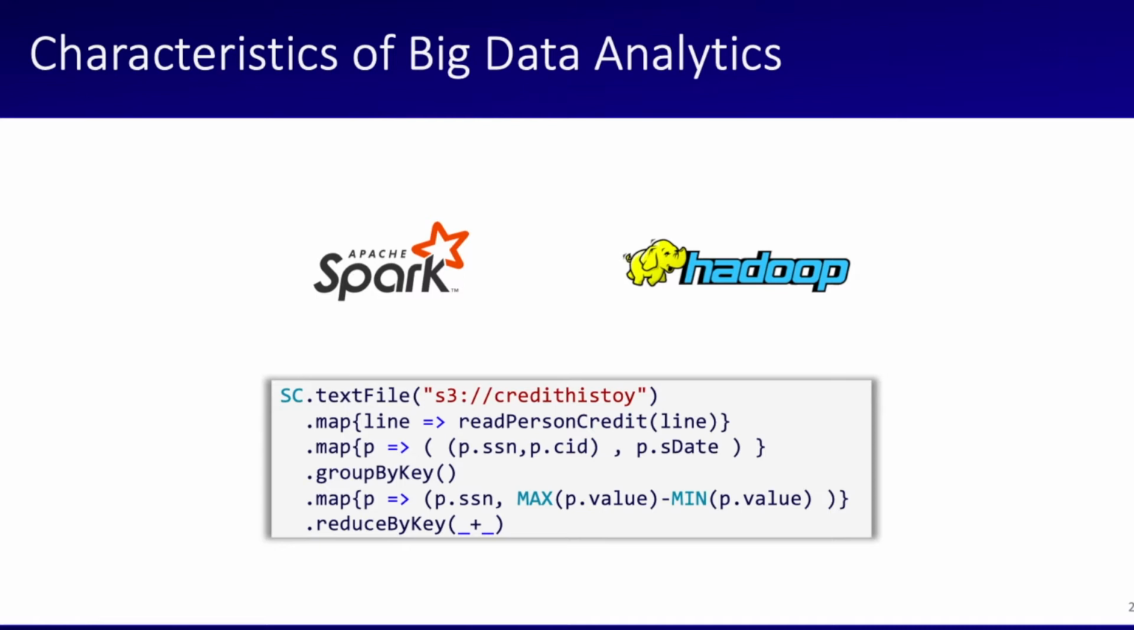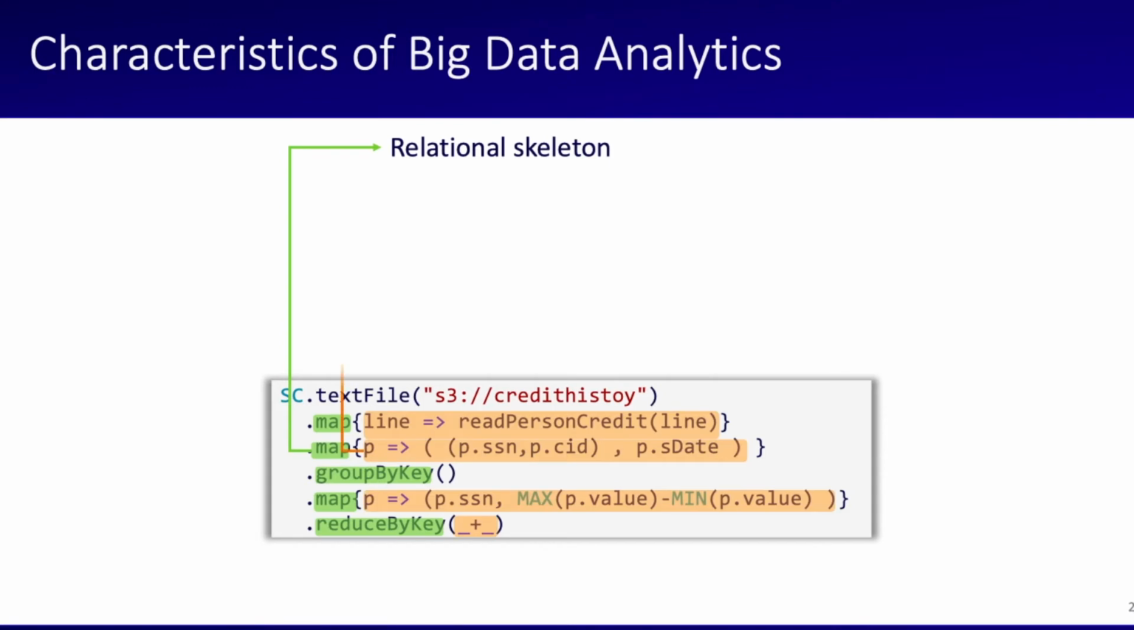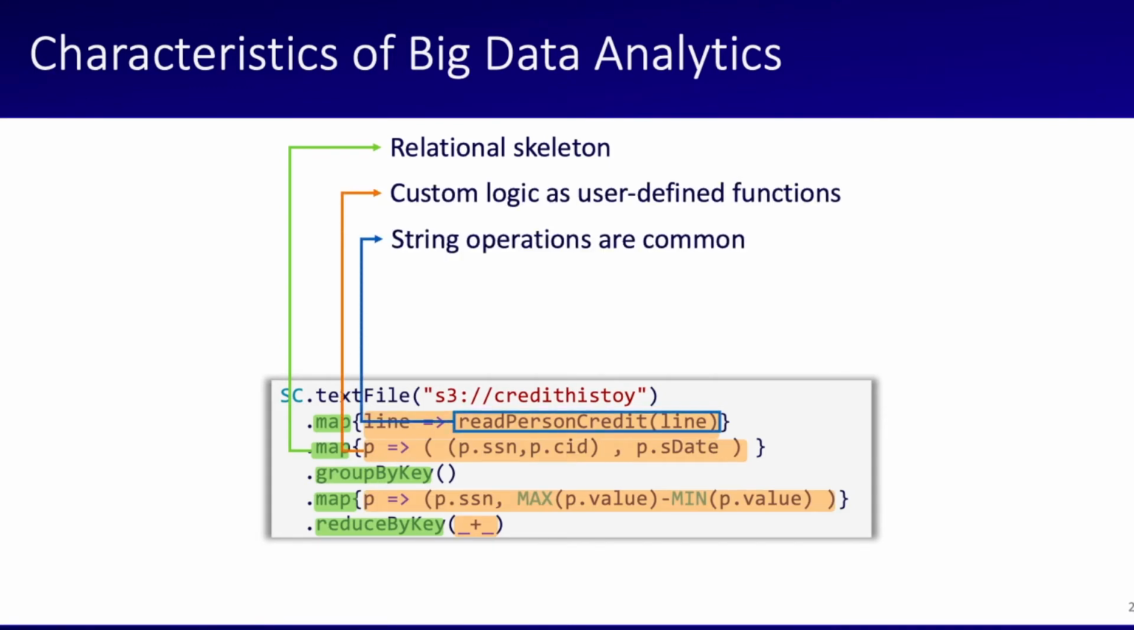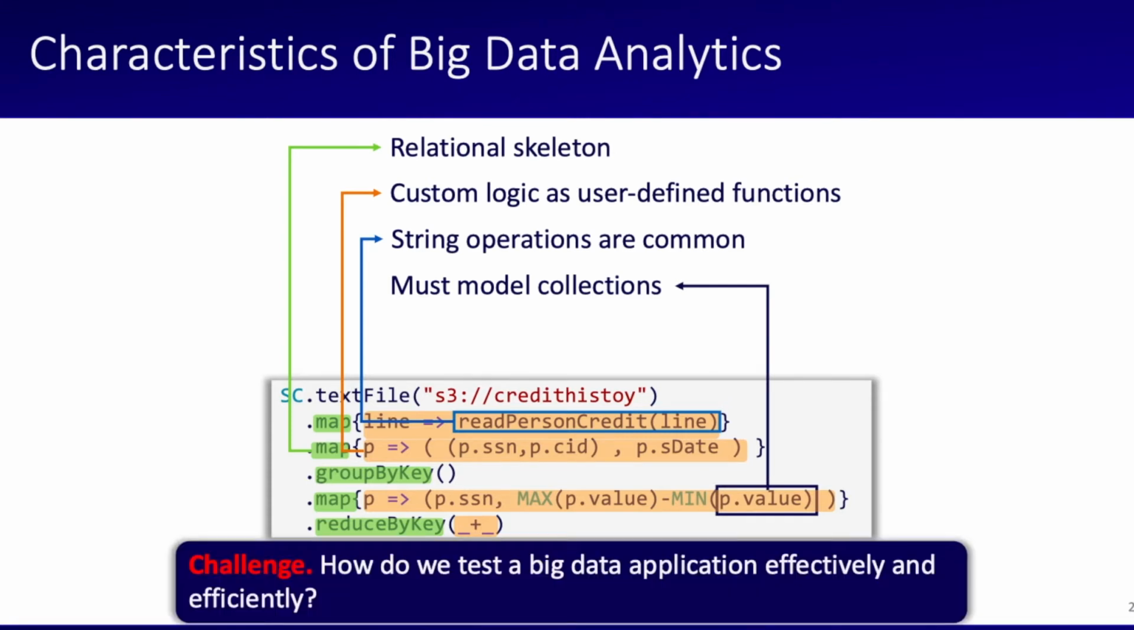While testing for traditional softwares have matured over the past 2 decades, testing for data flow programs is still in its adolescence. And the reason behind this is that these programs have relational skeleton, which is backed by hundreds and thousands of lines of code. They also have complex user-defined functions, which contain complex string operations, as well as unbounded collections, which are really hard to model symbolically. So the question is then, how do we test these applications effectively and efficiently?